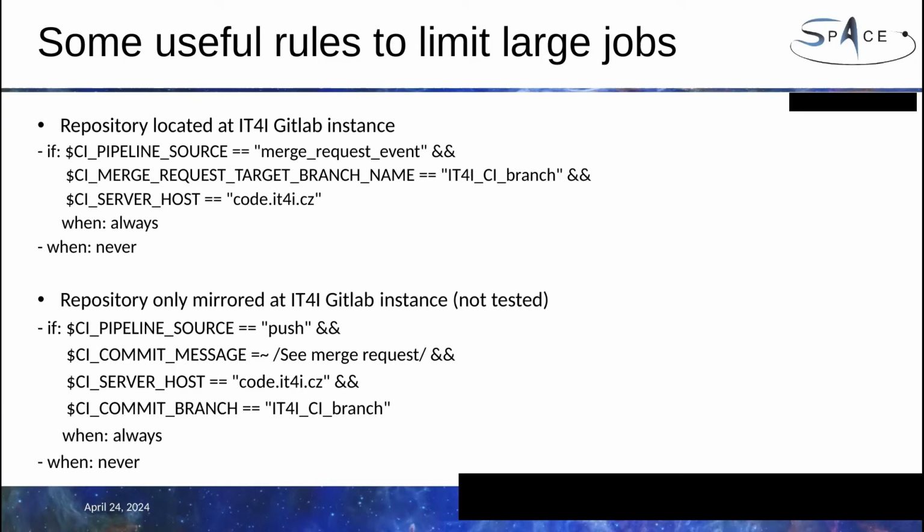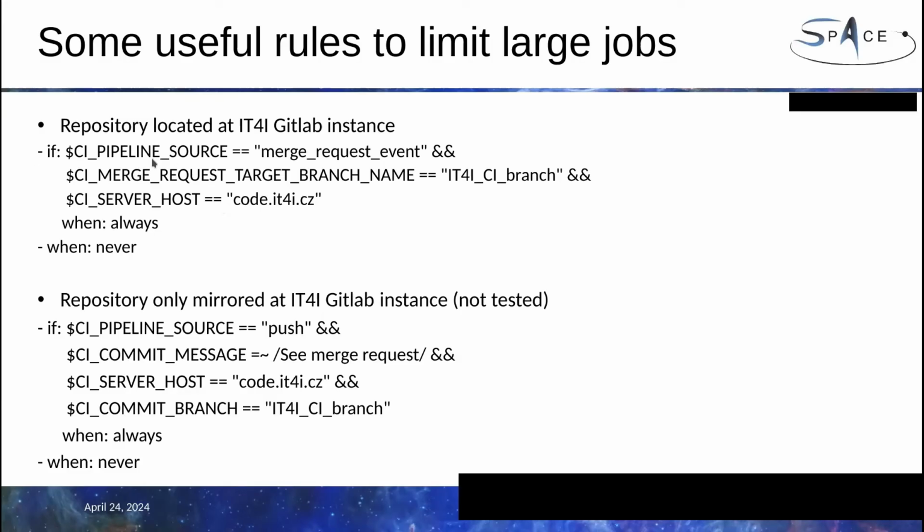When I was thinking about it, I came up with two solutions to fix this. If you really have large jobs, it's a good idea to limit them. The way I suggest is to use either this first rule, which is suited for repositories located at the IT4I GitLab instance, so these are local repositories, or the other one, which is more suited for remote repositories which are only mirrored at IT4I. I will now explain a little bit.